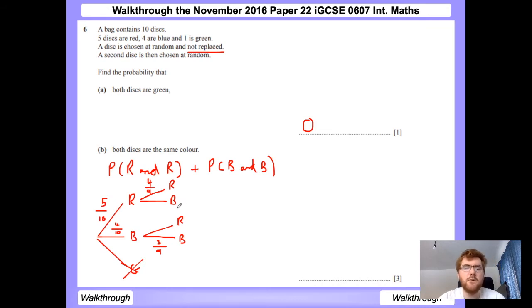And now we work out the 2 probabilities individually. So we always multiply along the branches. So we're going to work out 5/10 times 4/9. That's equivalent to working out the 2 reds. So that's equal to 20 out of 90. Remember, multiplying fractions, you just times the top and times the bottom.